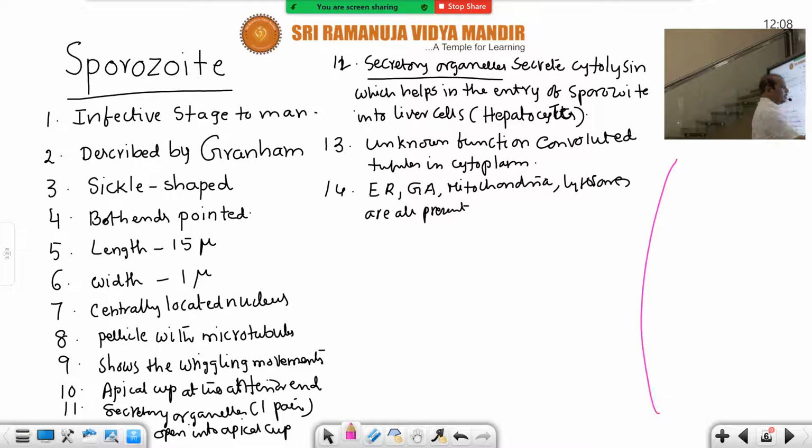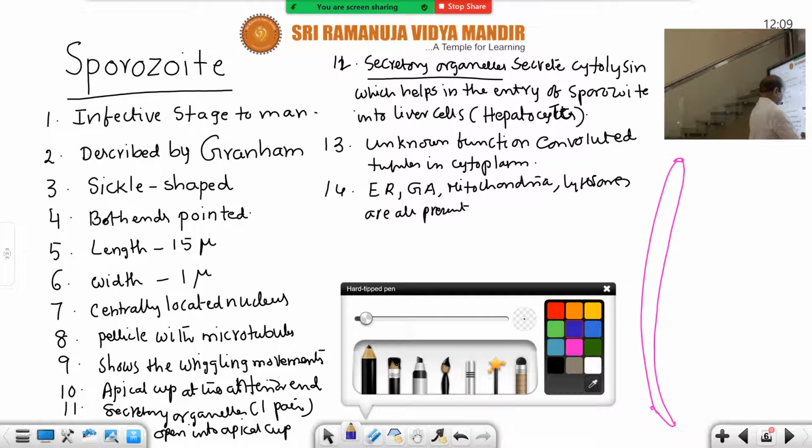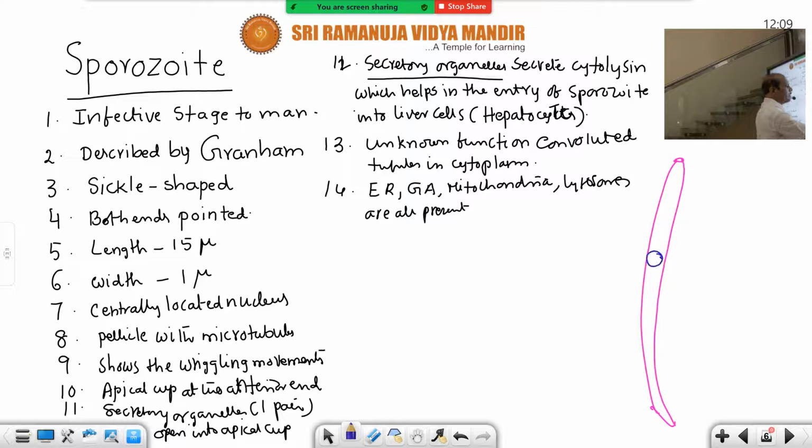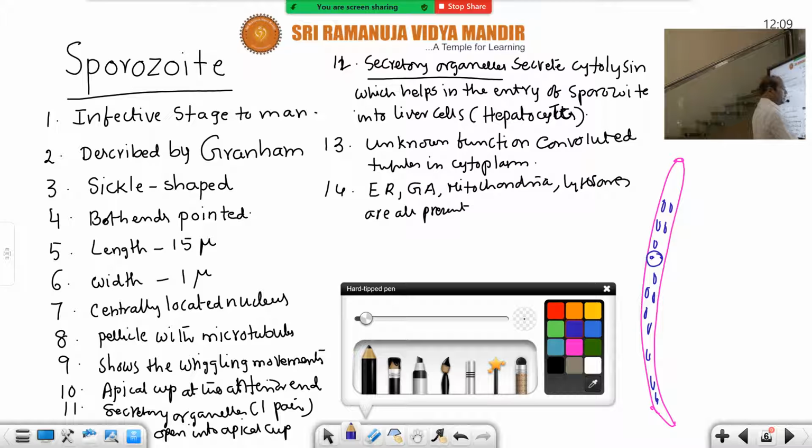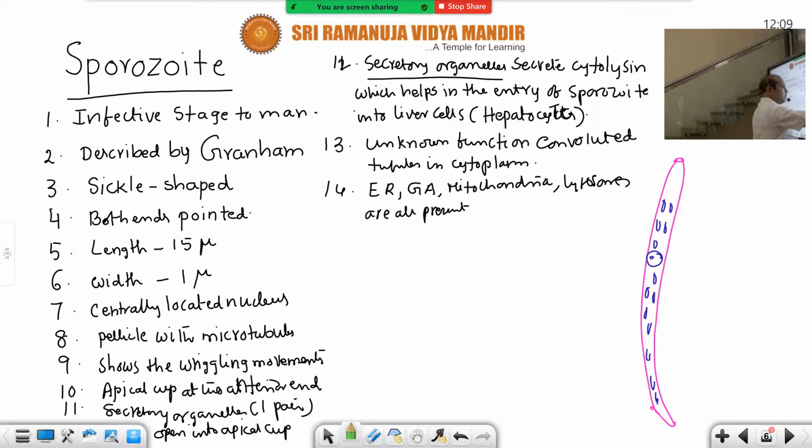So this is the sickle shaped sporozoite with an apical cup like this, and a centrally located nucleus is present. This is the centrally located nucleus. All these are convoluted tubules, many convoluted tubules. And ER and all these structures are present. And in the anterior end, a pair of secretory organelles are present. This is one secretory organelle and this is another, which open into the apical cup.